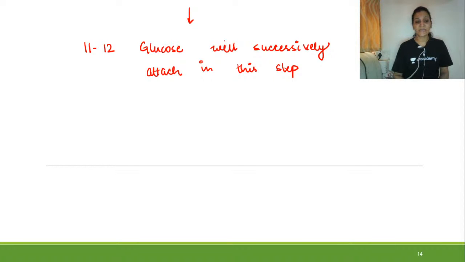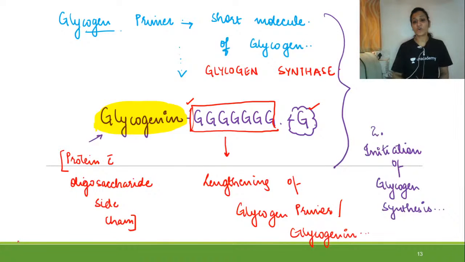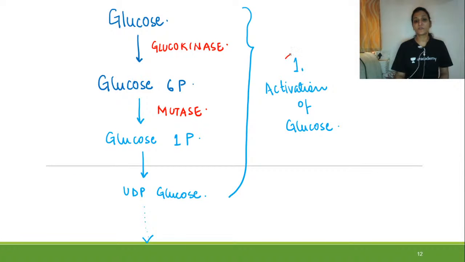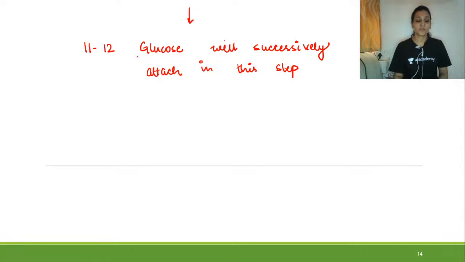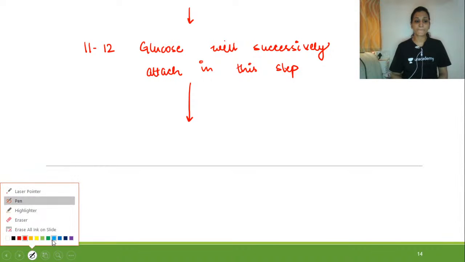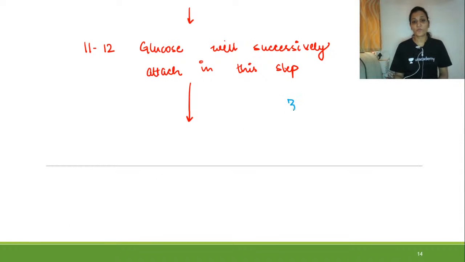So we have learned about what is glycogenin, what is glycogen primer, and how the things are occurring. So this was the second step of glycogen synthesis, and the first step was activating glucose. Now moving towards the third step of the process. The third step is elongation.